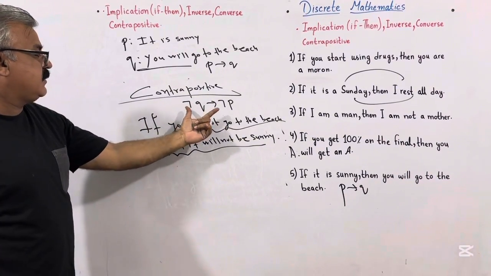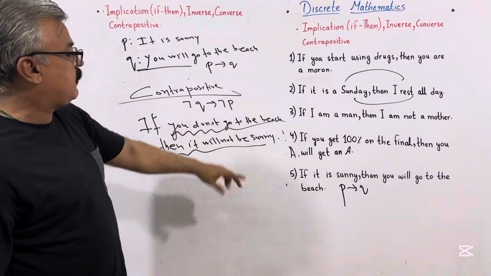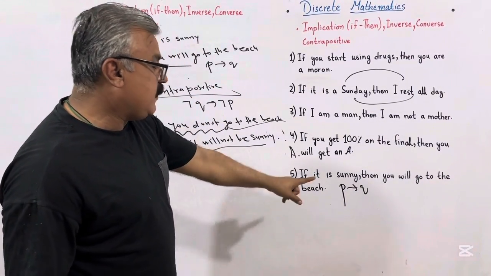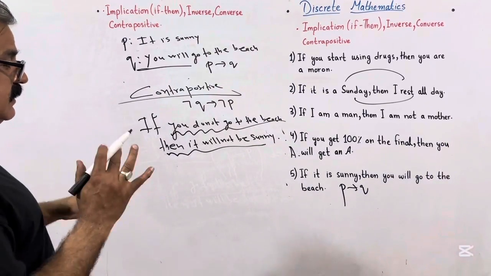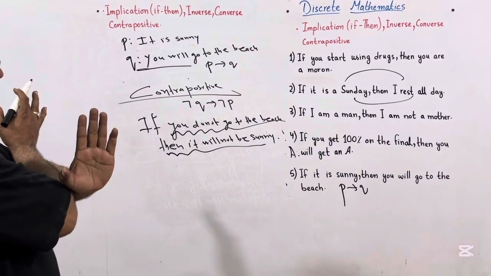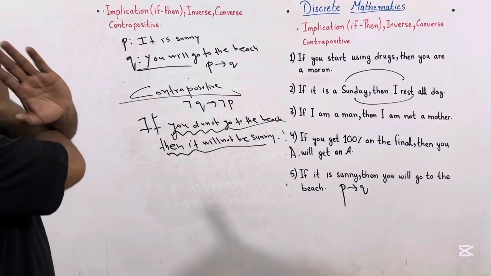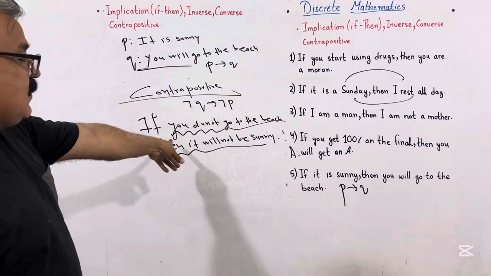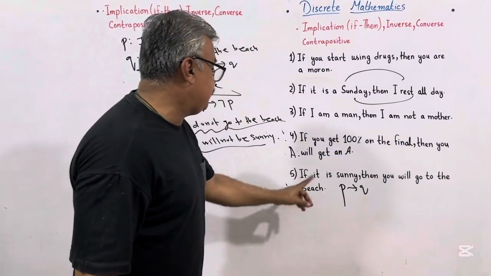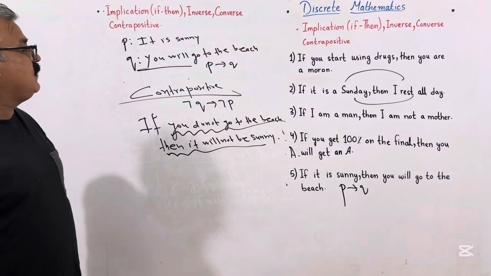That is your contrapositive of P implies Q, where P is, if it is sunny, and Q is, then you will go to the beach. Its contrapositive is to exchange these statements and write their negatives. I have written, if you do not go to the beach, then it will not be sunny.